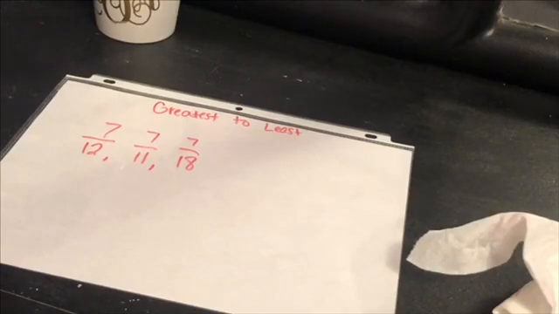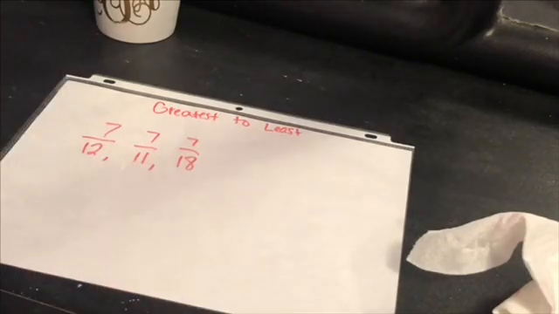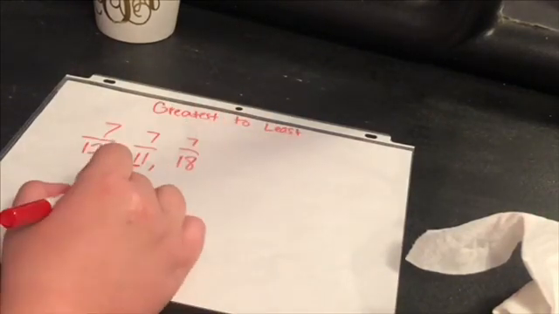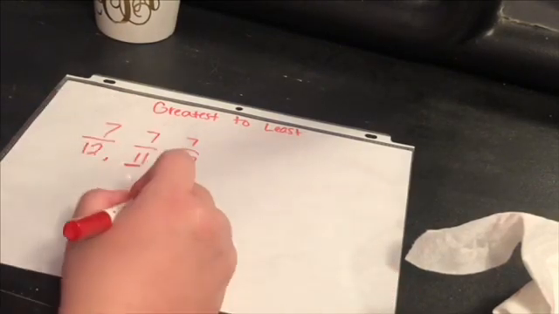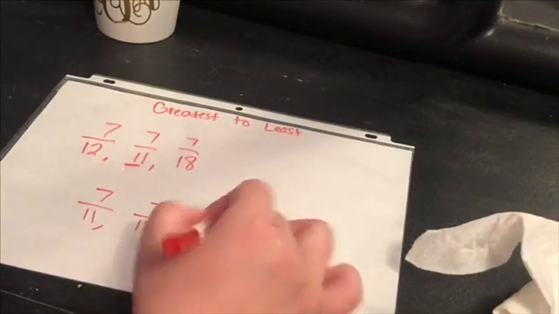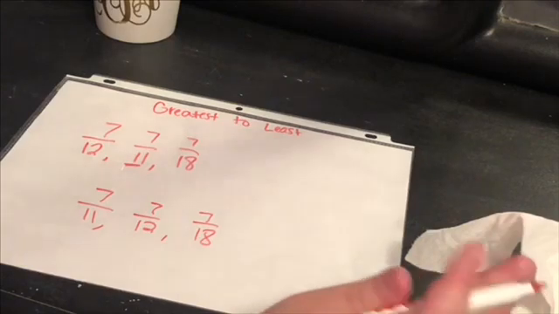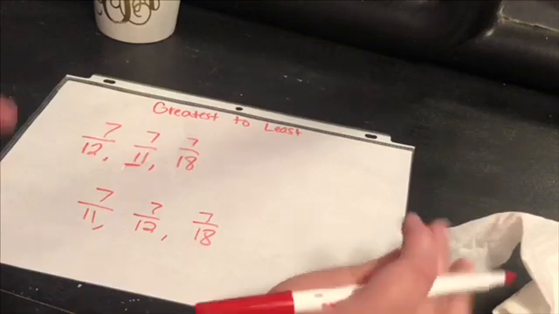Well, we know the bigger the denominator, the smaller the fraction. So what we're going to be looking for then is the smallest denominator, because that'll mean it's the biggest fraction. So what's our smallest denominator here? 11. So we're going to say 7/11. Then what comes next? 7/12. Then 7/18. And that's ordering them from greatest to least.